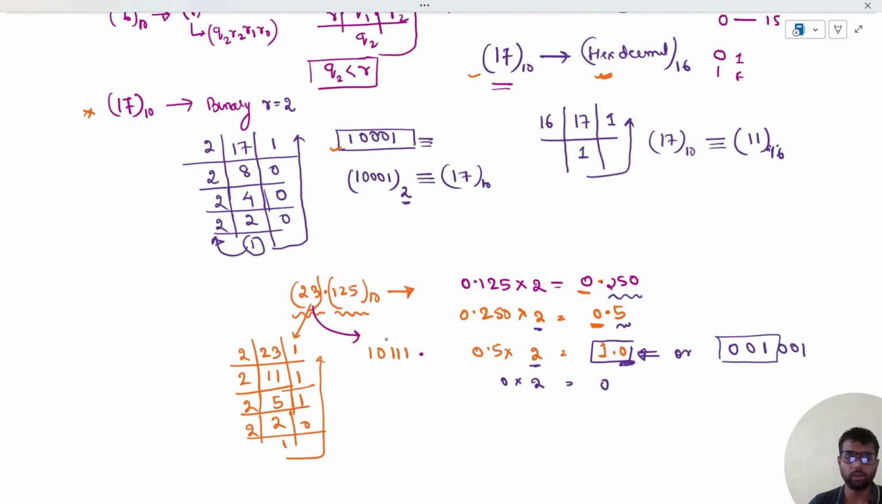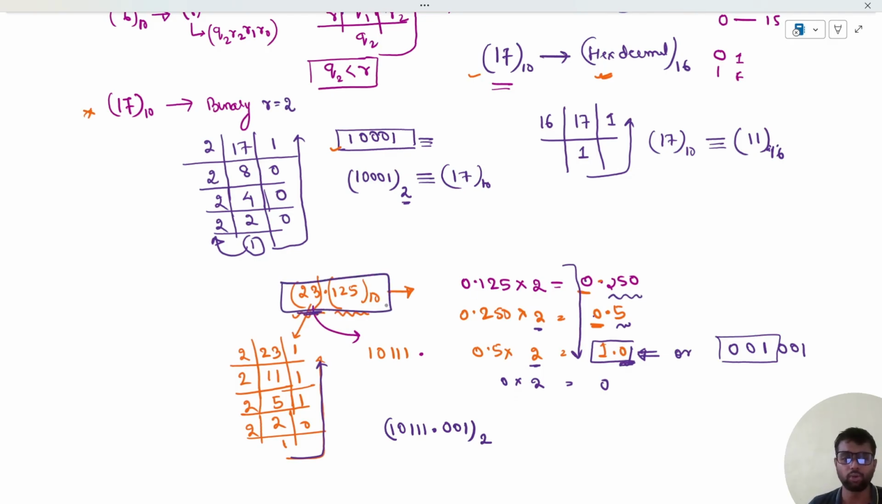So for the integral part, we move from bottom to top, but for the decimal part, we move from top to bottom. So the overall answer would be 10111 dot 001 001. This would be the correct answer in base 2. I hope you understand this decimal part also. How do we convert it into any other number system?